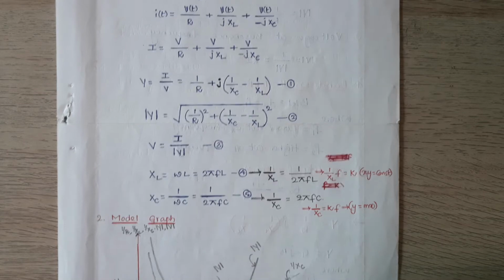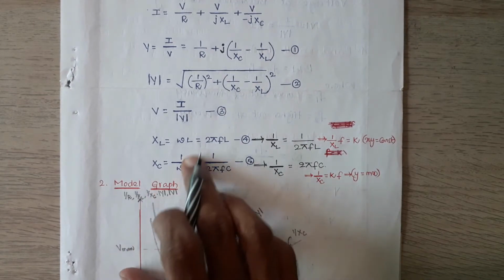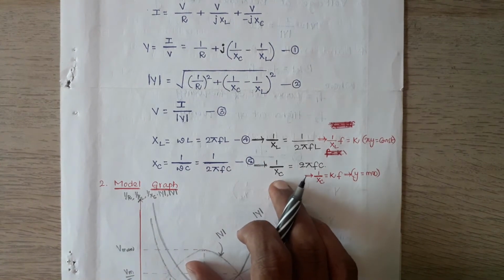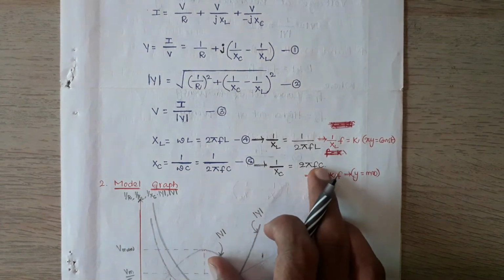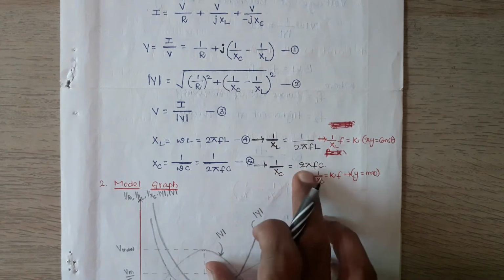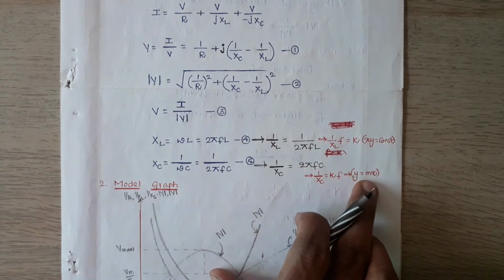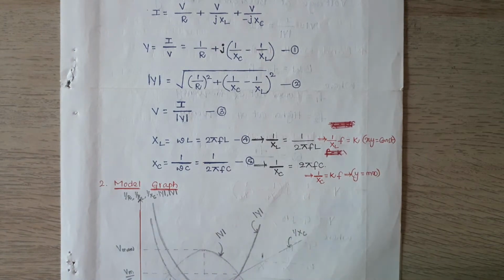Similarly, XC equals 1 by omega C, which equals 1 by 2 pi FC. Here we have to get 1 by XC. 1 by XC equals 2 pi FC, so 1 by XC equals a constant 2 pi C into frequency. It is in the form of Y equals mx, where Y is 1 by XC and X is frequency.